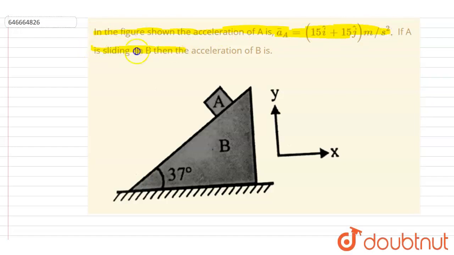Hello everyone, in the figure shown, the acceleration of A is given here. If A is sliding on B, then what is the acceleration of B? Let's say the acceleration of B is in the x direction, and let's say it is A0, right? The acceleration of A is given. It is 15 i cap plus 15 j cap.